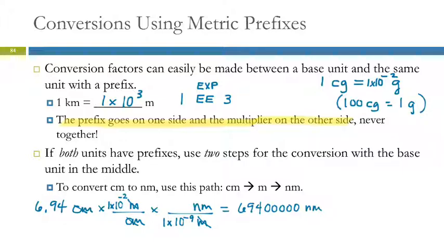Most calculators have a way that you can convert between scientific and decimal notation without having to think about it. So it would be better to write this as 6.94 times 10 to the 7th nanometers. These metric conversions are exact, so I don't have to think about sig figs. I started with 3, I end with 3. Done. Any questions?